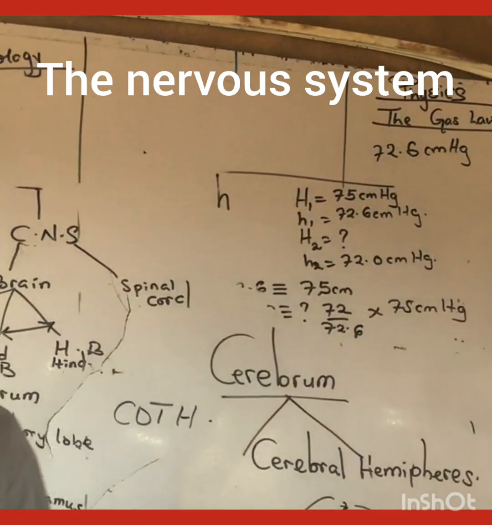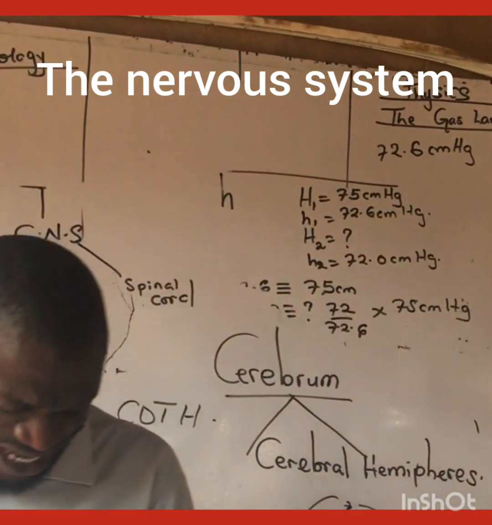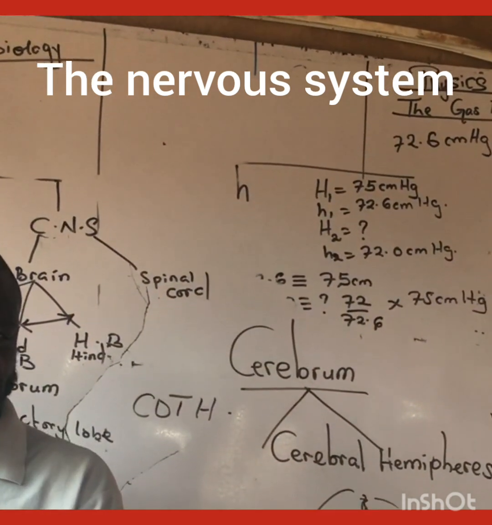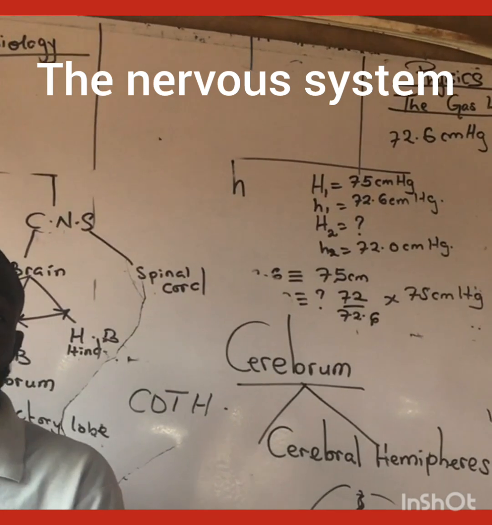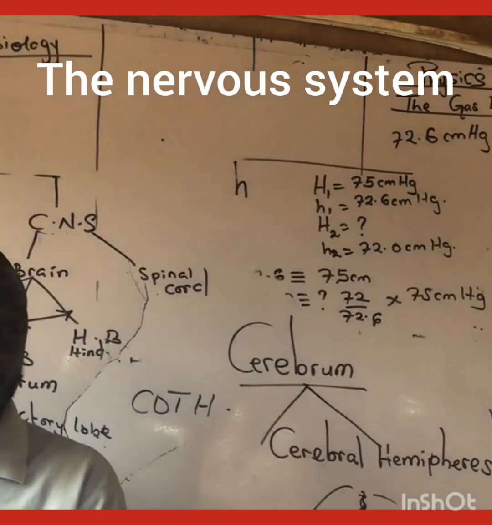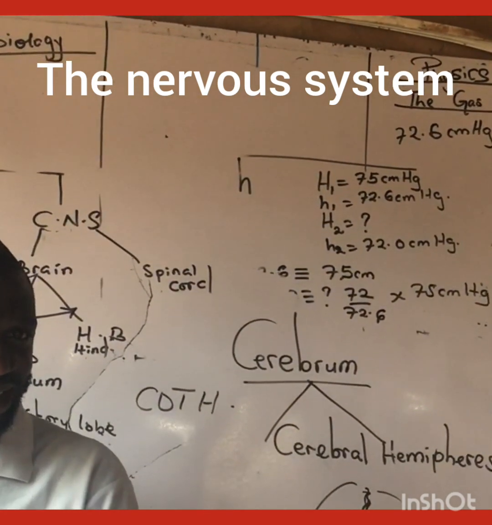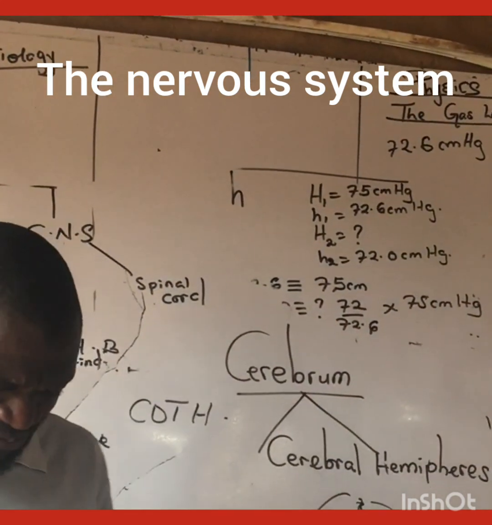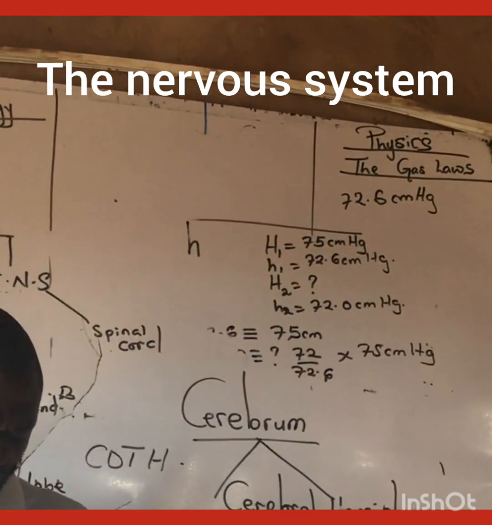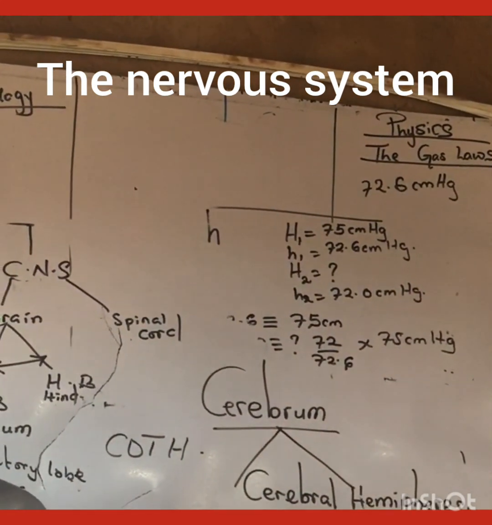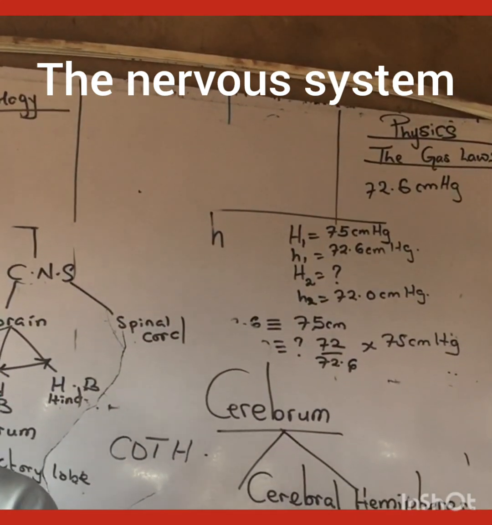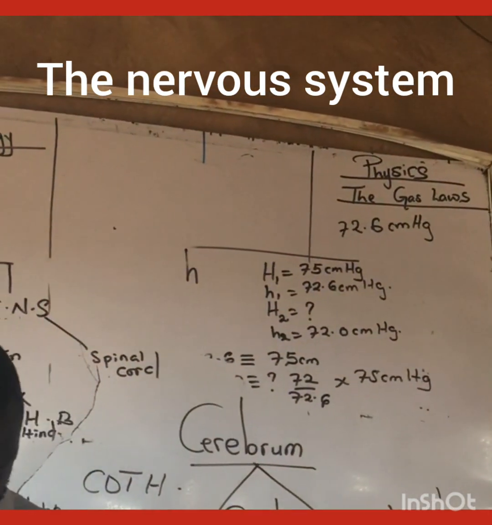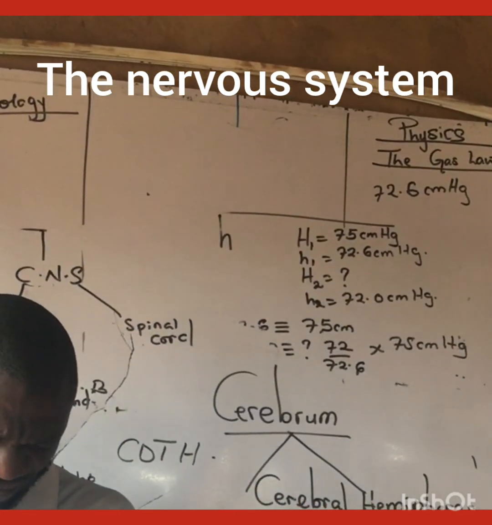Now let's move on. Apart from that, we have a band of fibers called what? Corpus callosum. Where are these found, and what are their functions? They connect and protect the two halves.